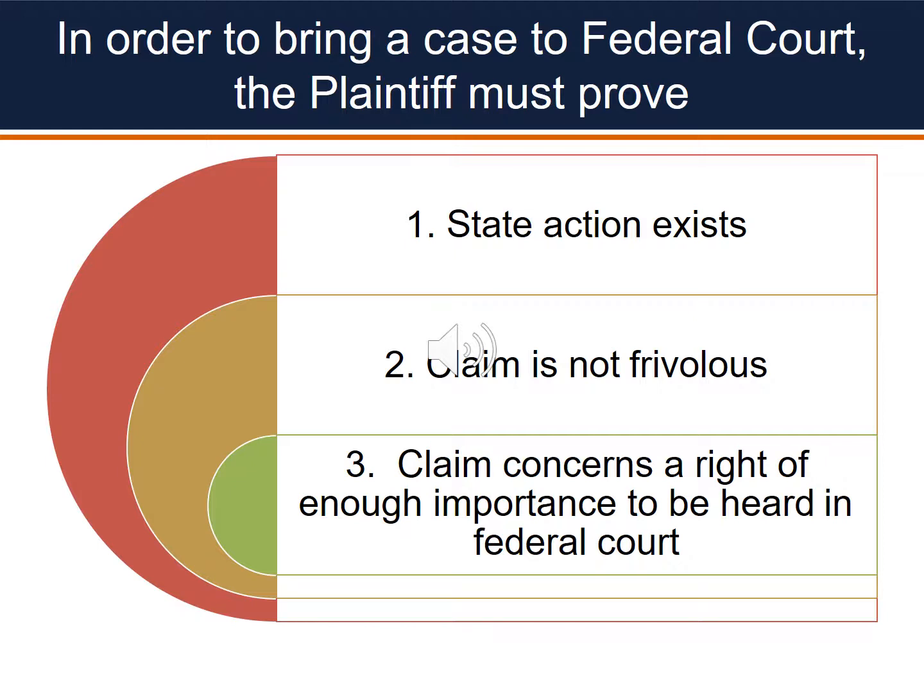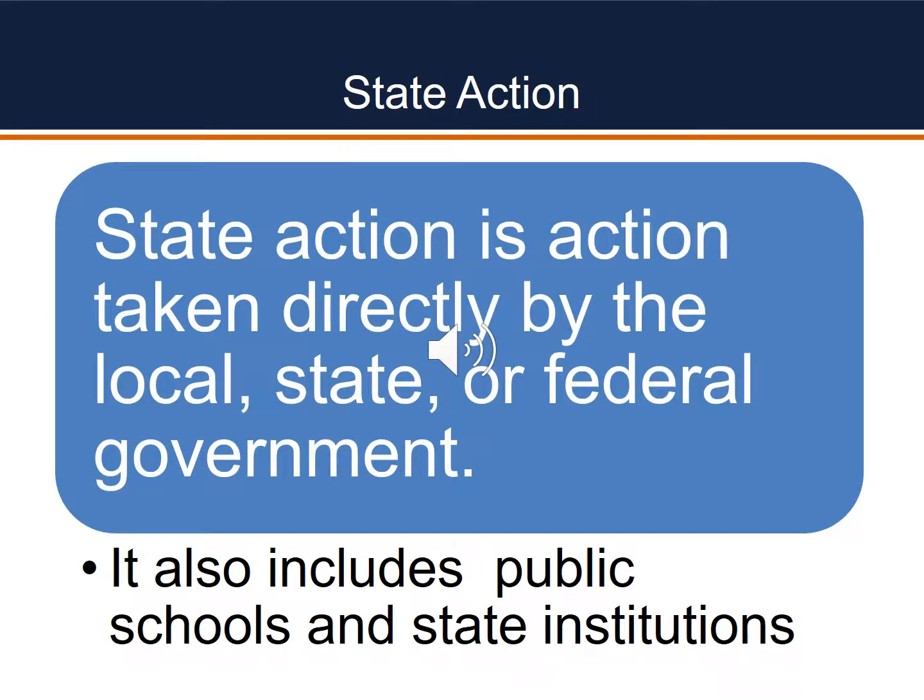At the end of this, we have to recognize that in order for it to be a constitutional law claim, the plaintiff must prove three things: that state action exists, and that must be done first. Then we have to show that the claim is not frivolous and that it concerns a right of enough importance to be heard in federal court. Let's begin to work a little more in detail through our previous list of those things a plaintiff must prove in order to have a constitutional claim.